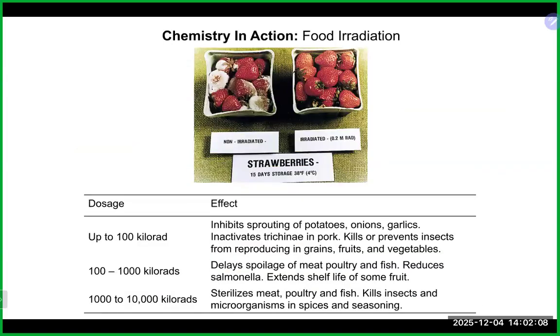Those are strawberries. Good talk. I like it.